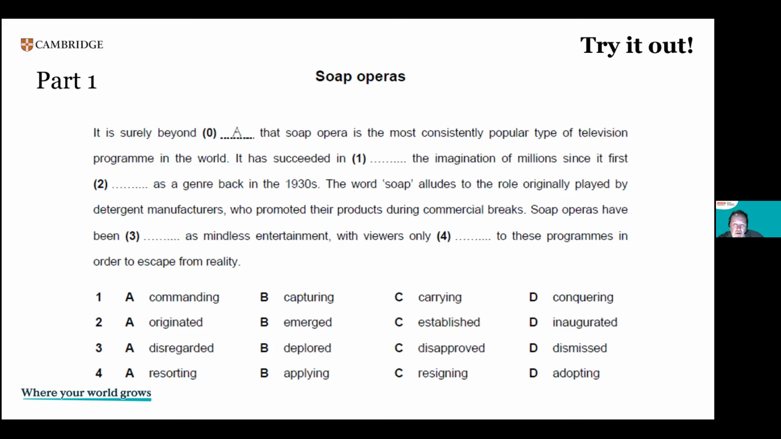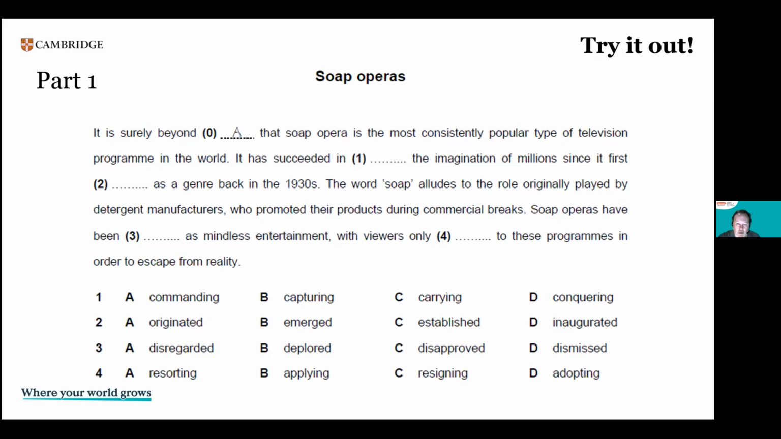To capture the imagination is a word group. It's what we call a collocation, which is words that are regularly seen together. Carrying the imagination, conquering the imagination, don't work. Okay? So you would have 8 gaps in there, and you would have 8 questions.